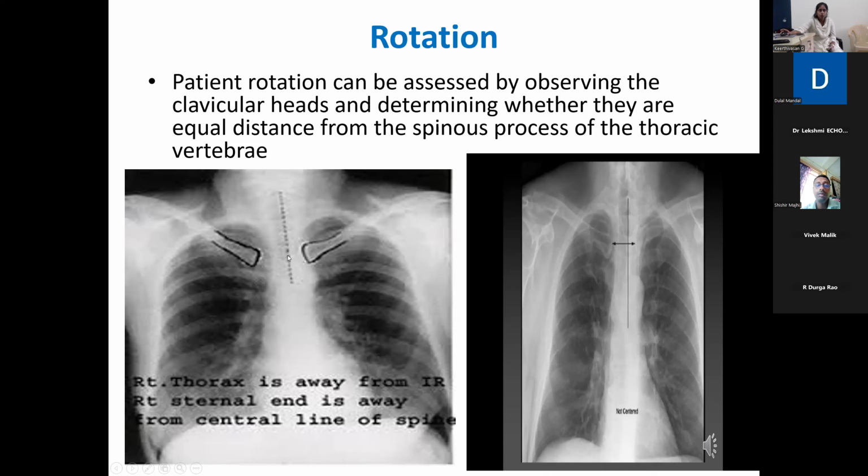So what will happen in a rotated film? One side may appear darker and the other side may appear whiter. So again, you are going to miss findings, or you may think that there is a consolidation on the other lung, or a pneumothorax on the other lung. So all these confusions can happen. Whenever you get an X-ray, you have to look for the rotation, whether the film is well centered or not, by drawing a line along the spinous process of the thoracic vertebrae and seeing whether it is equidistant from both the right and left clavicular heads.